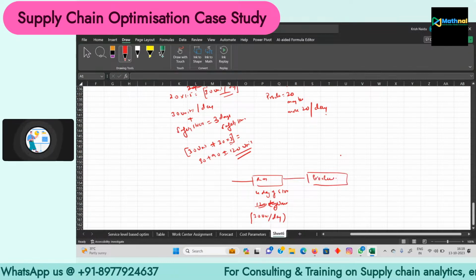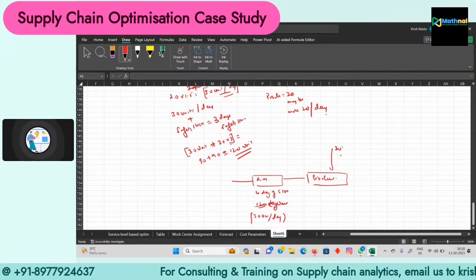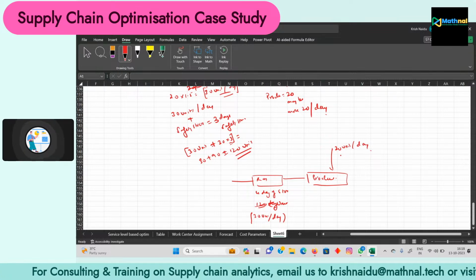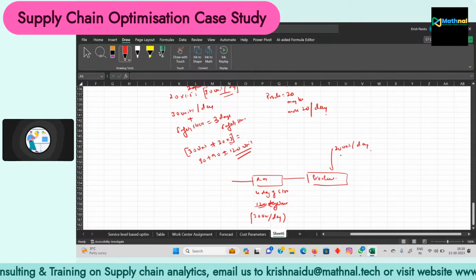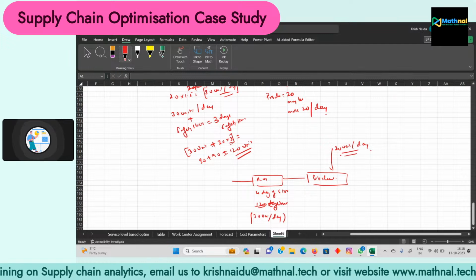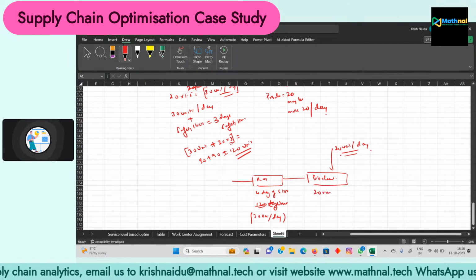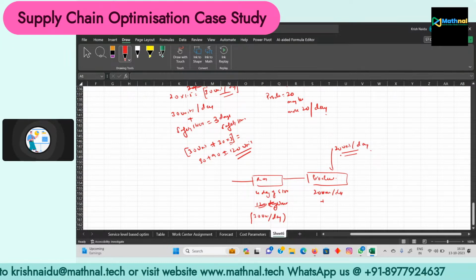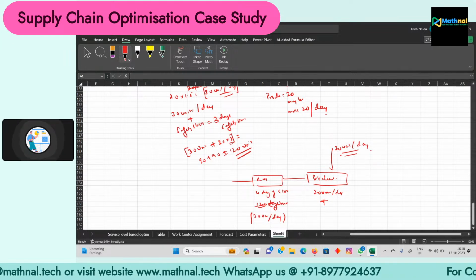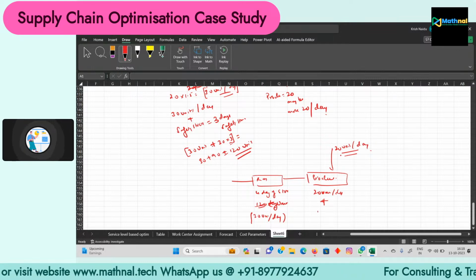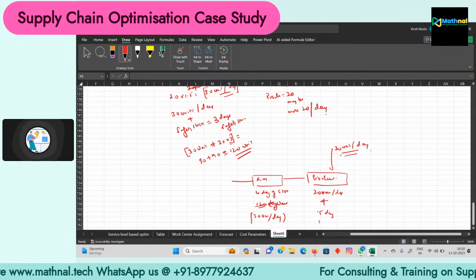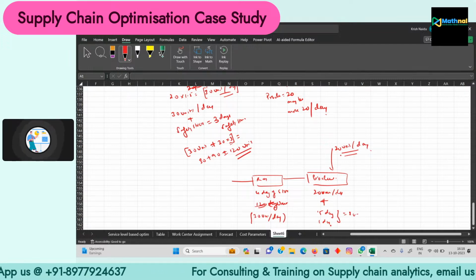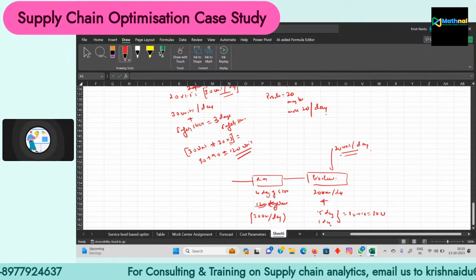In the production, the forecast is 20 units per day. So what I'm doing is creating 1 day extra stock. So 20 units per day plus, additionally, I can create either 0.5 day stock additional or 1 day stock additional, right? So let's say I choose 0.5 days additional. So 20 plus 10 equal to 30 units.